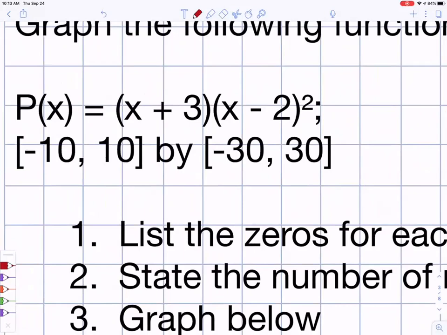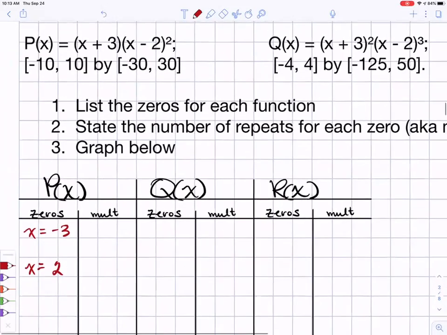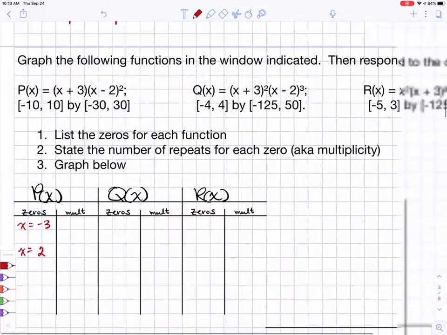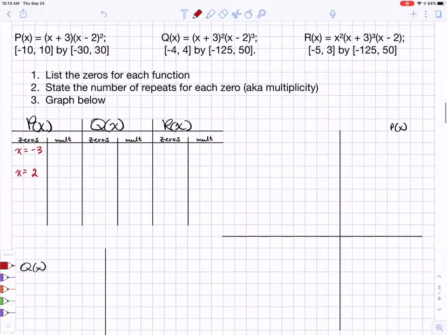Now, it does say that we're going to be graphing these. Okay, so there's some things that we can do by hand. Let's go ahead and put our zeros on our graph for P of X. So let me find P of X. It's over here on the right. So we have an X equals -3, and we have an X equals 2. Those are my zeros.